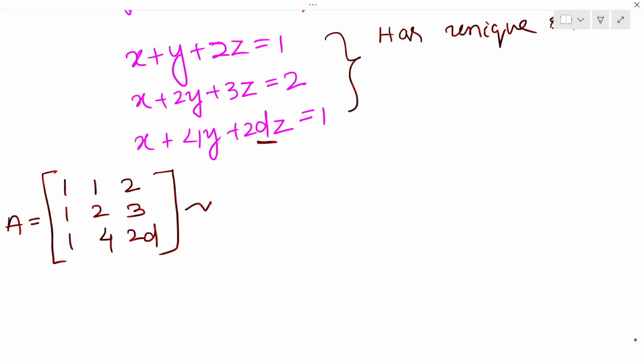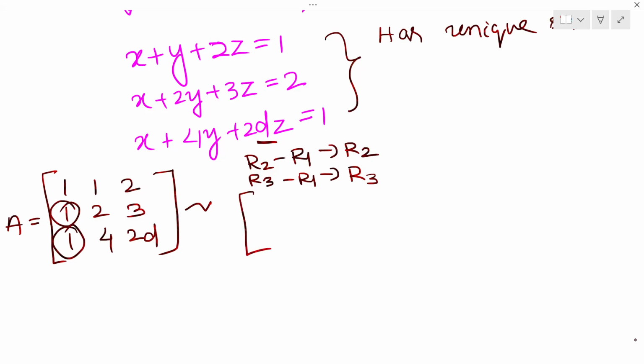Now what operation will I do? R2 minus R1 stored in R2, R3 minus R1 stored in R3, because I want to get the echelon form. So these positions should be eliminated. The resultant matrix is 1, 1, 2; 0, 2 minus 1 is 1, 3 minus 1 is 1; and 0, 3, 2d minus 2.